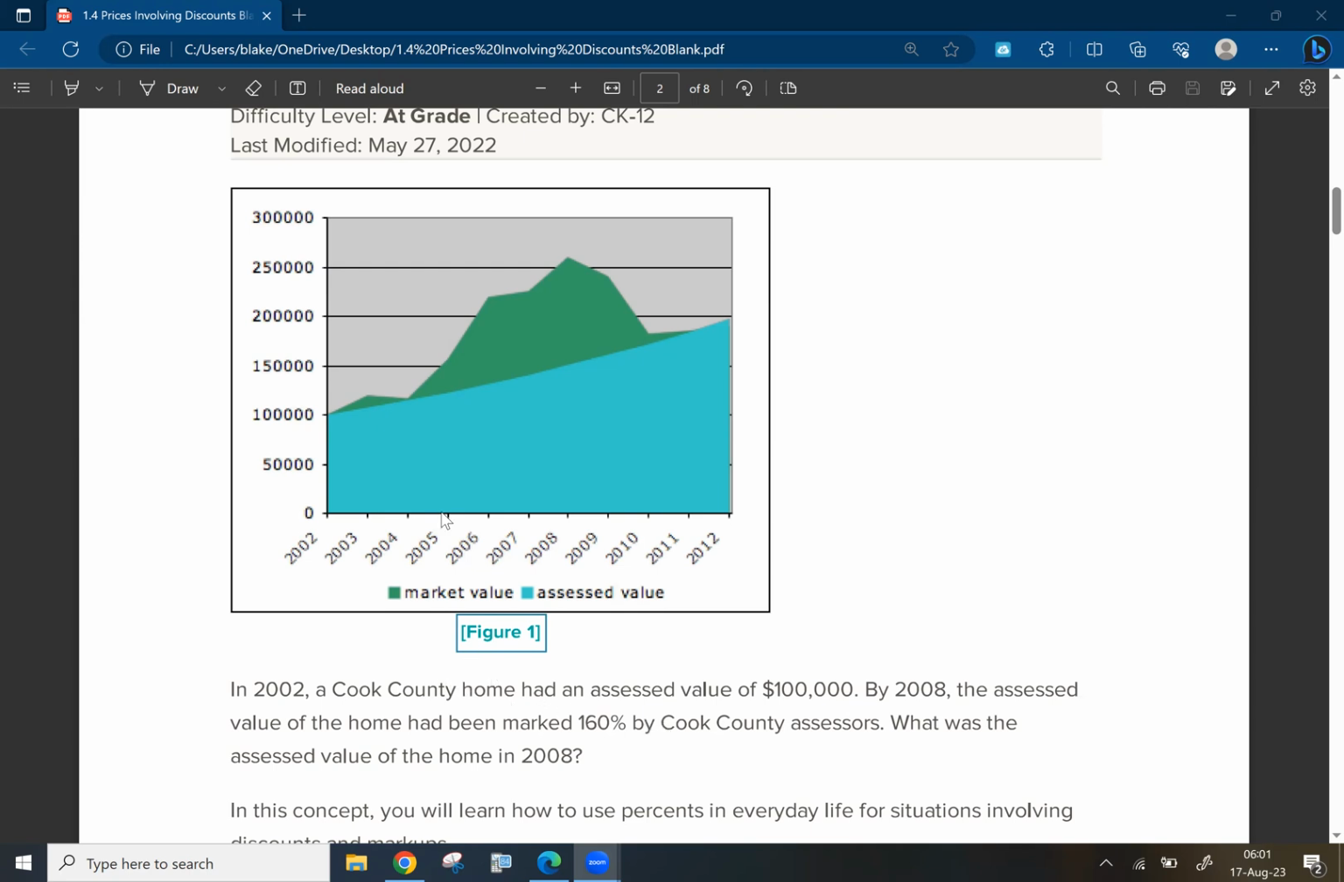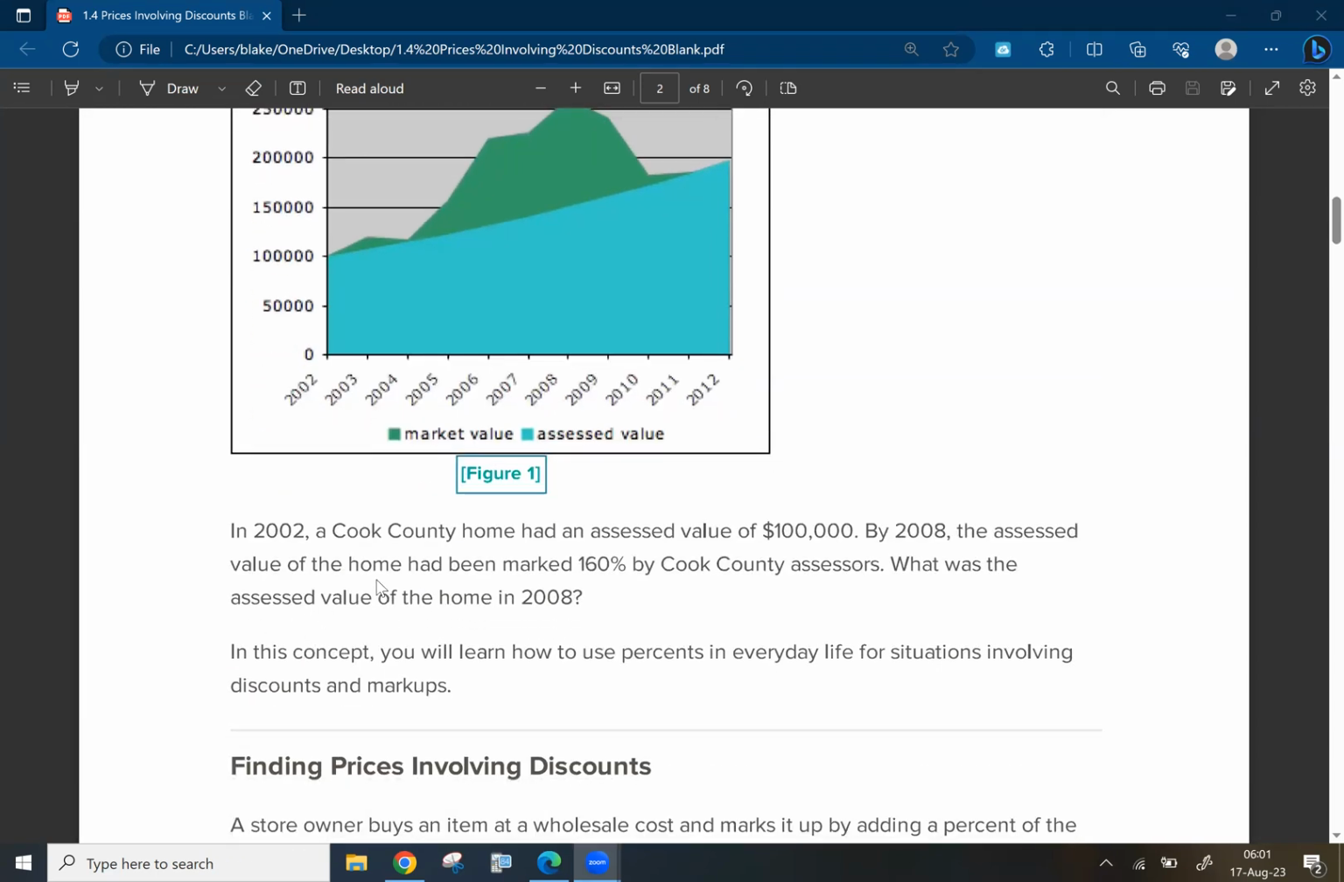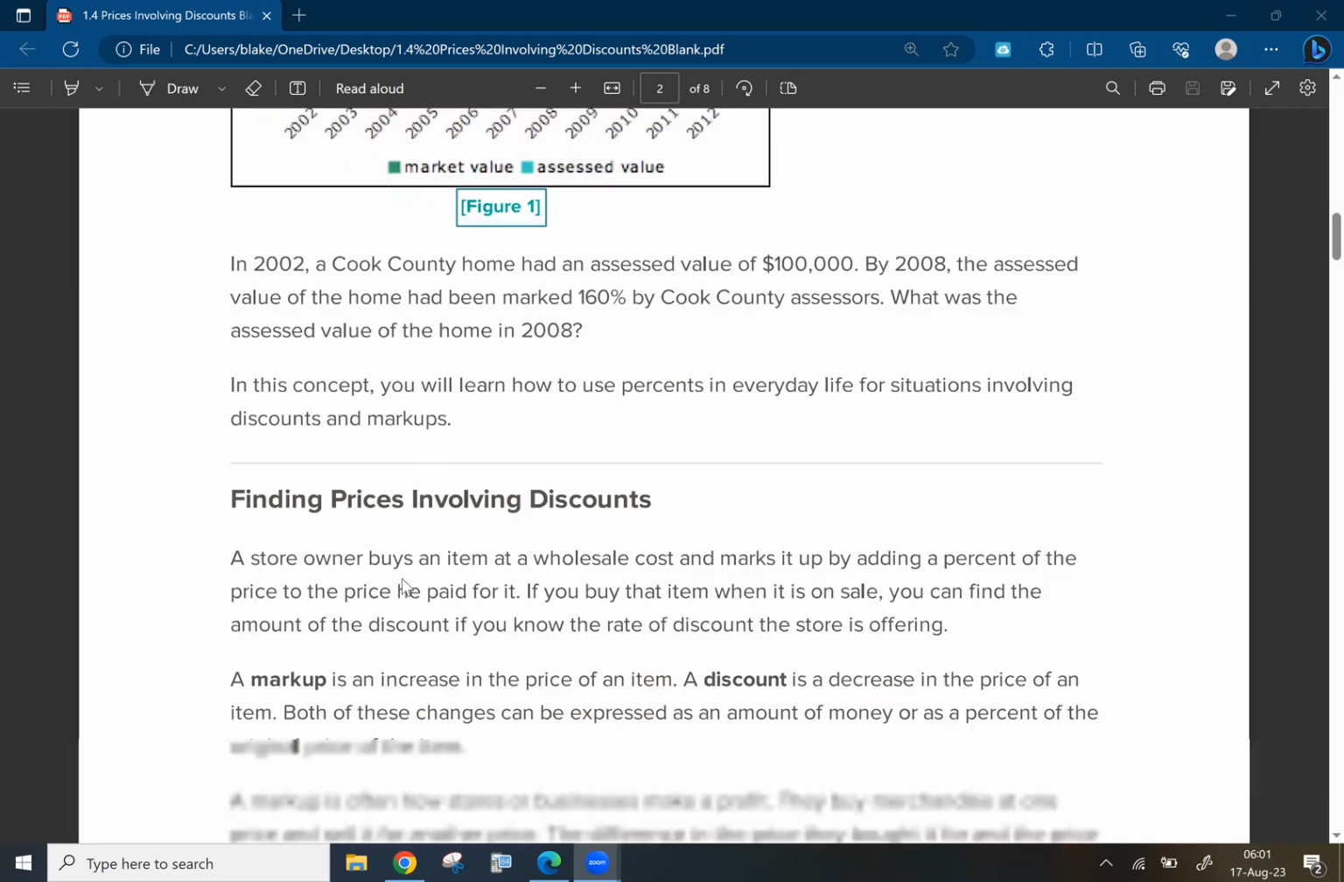So basically, we're saying, hey, this home in 2002 cost $100,000. But in 2008, the price or value of the home increased by 160%. So how much is the home worth now? That's the type of thing we're going to try and answer. You could call this a markup, but this is maybe just a raise in value. But let's take a look.